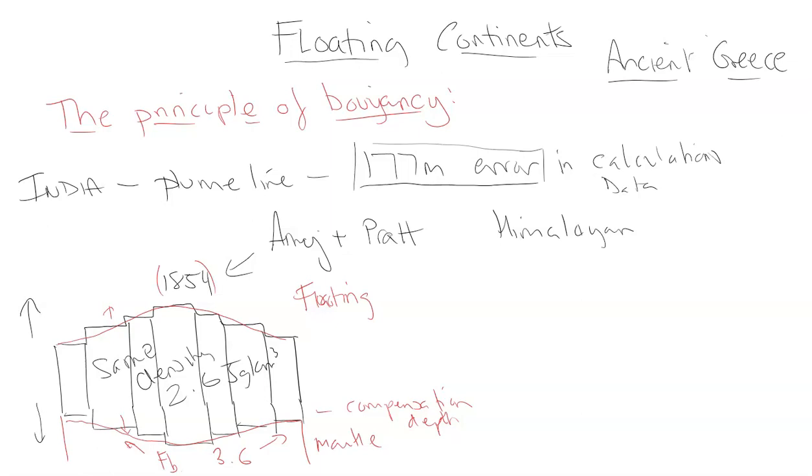Now, Pratt had a similar idea, but Pratt was in 1855, a year later. His idea was that each of these columns were of different densities.